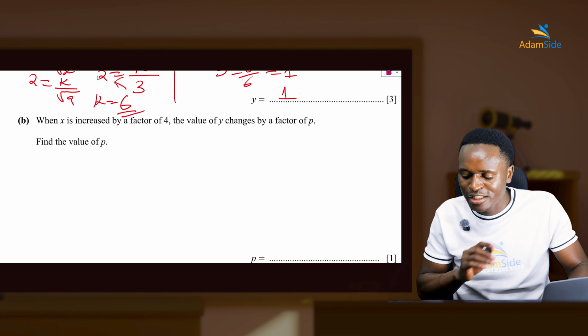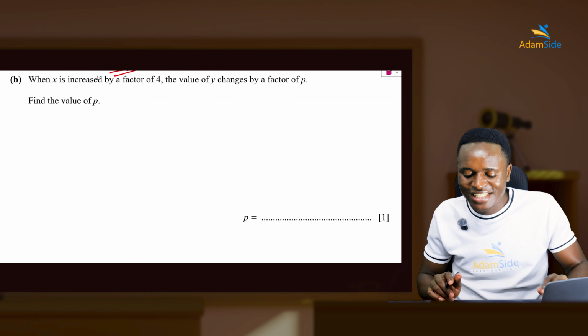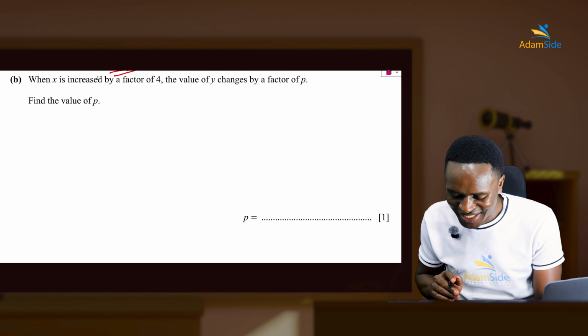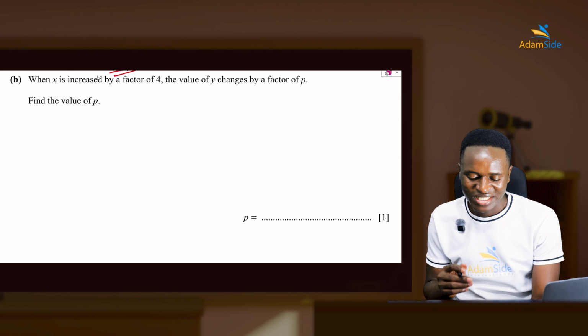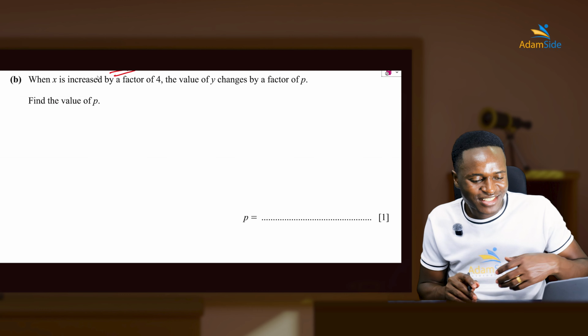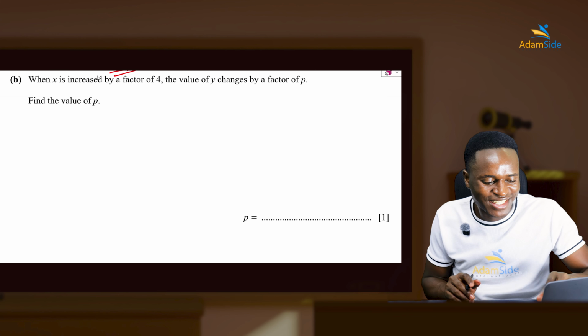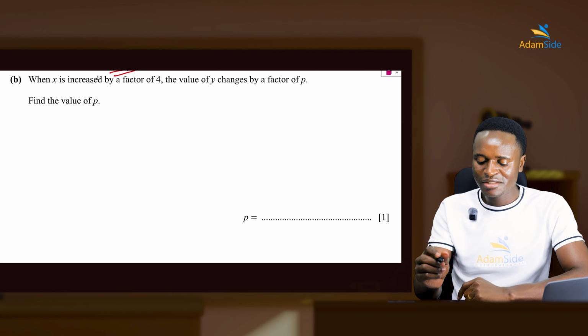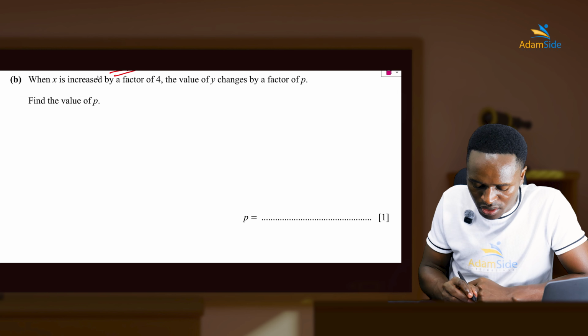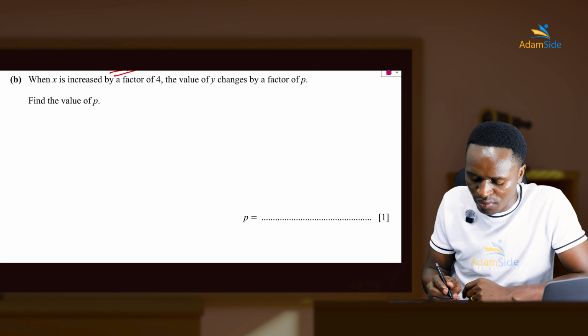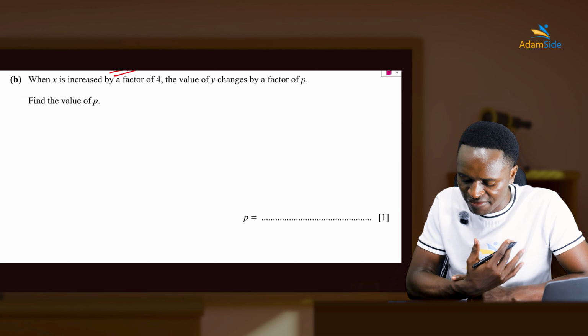As simple as it is, and it's positive 1. When x is increased by a factor of 4, the value of y changes by a factor of p. Find the value of p. Wow, this is automatically fine. They say when x is increased by a factor of 4, the value of y changes by a factor of p.